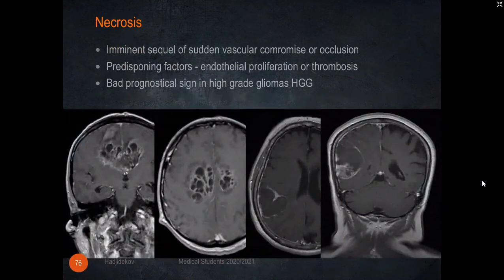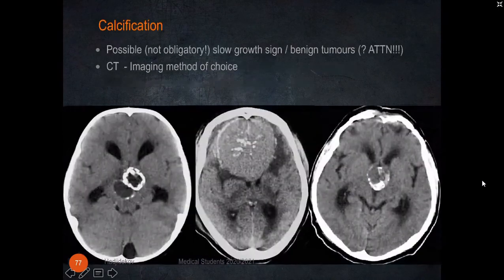Sometimes inside the tumor, we can observe some necrosis, which can be due to sudden vascular compromise or occlusion with predisposing factors, endothelial proliferation or thrombosis, and it is a very bad prognostic sign in high-grade gliomas. So those examples are presenting the cystic or necrotic areas inside of the tumor.